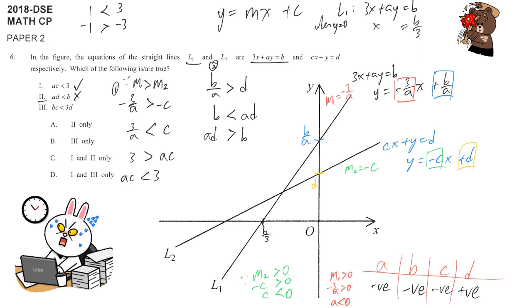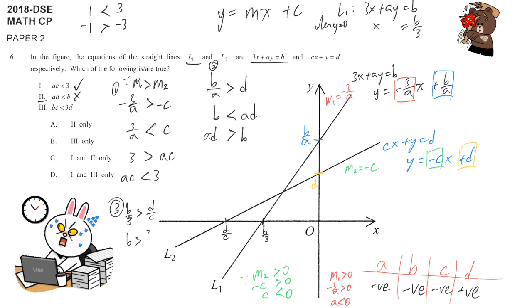For a similar reason, we do a similar thing for the other line. When y is equal to 0, x is equal to d over c. So this is d over c. And which one is larger here? The right hand side is larger. This is larger than this. So we have our calculation here. The third one, we know that b over 3 is larger than d over c.